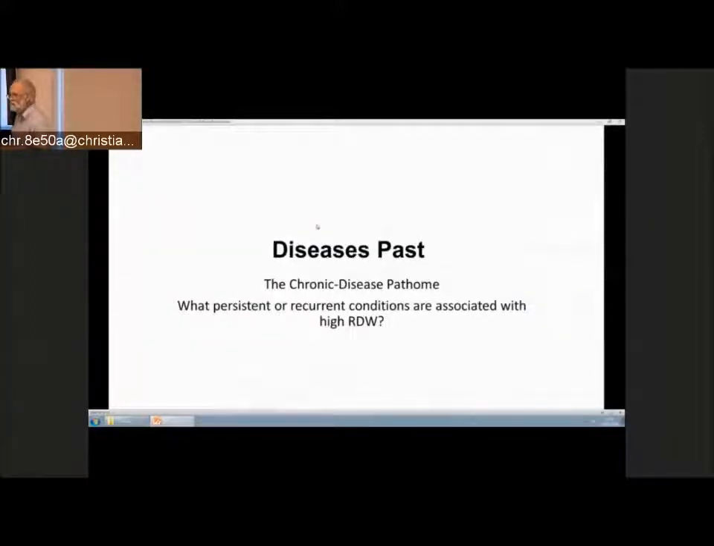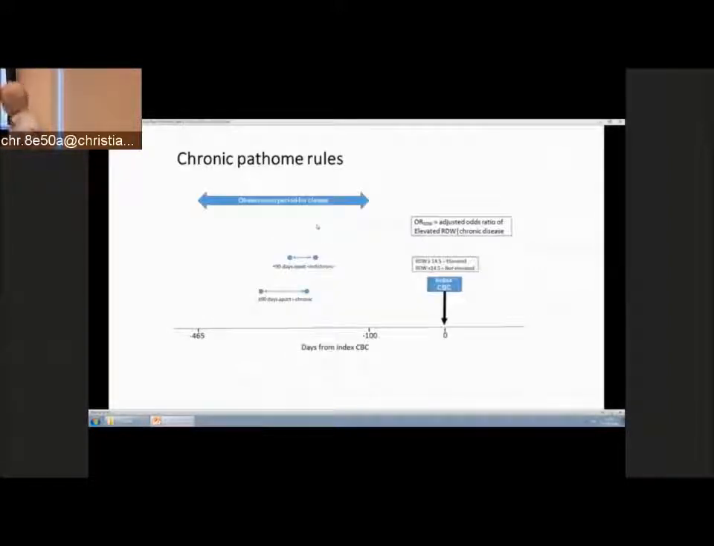So we're going to use this to look at the pathome to try to understand RDW. But you could do this for plenty of other things. RDW here is just an example. So we're going to look at diseases past, what I call the chronic disease pathome, which is asking the question, what persistent or recurrent conditions are associated with an elevated RDW, which is basically more than 14.5% of the mean, as it were.